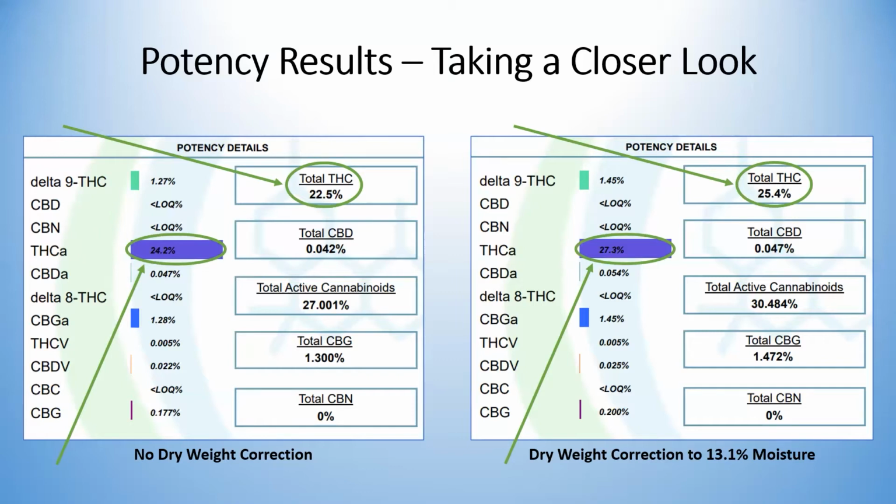Most people believe that cannabis flower has a moisture of 11 to 15%. However, this is not actually the case. Throughout this presentation, I will provide evidence to support this claim and propose an alternative method for moisture that will allow laboratories to accurately apply dry weight corrections to potency results.